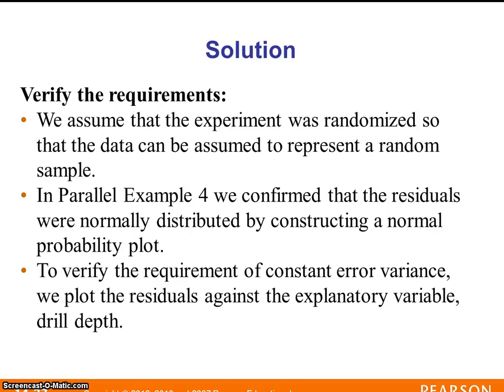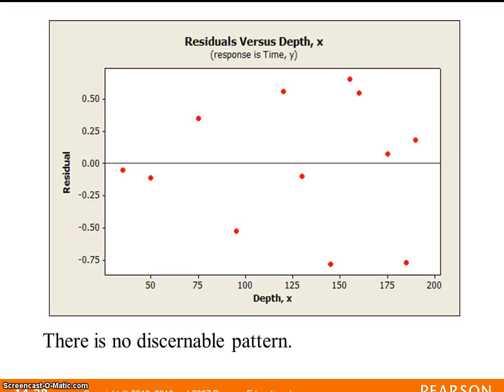We confirm that the residuals were normally distributed by constructing a normal probability plot already, and then we need to verify the requirement of constant error variance. So we plot the residuals against the explanatory variable for the drill depth here. And again, going back to chapter 4, there's no discernible pattern in the residuals. These are not the original data points. These are the differences between the data points and the regression line's y coordinate.